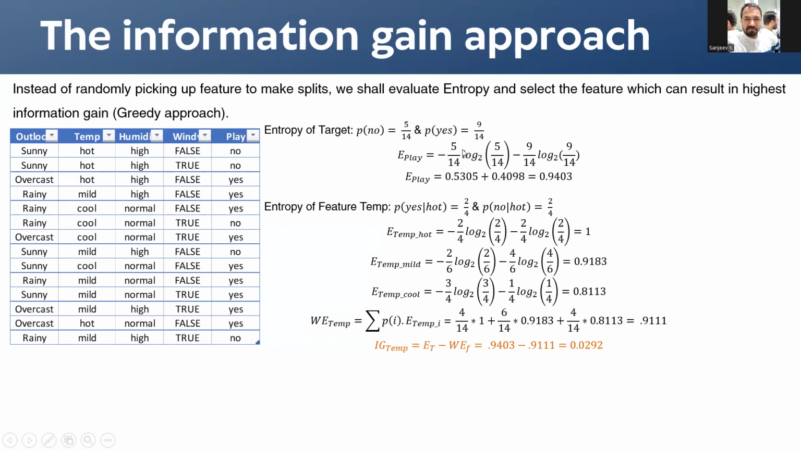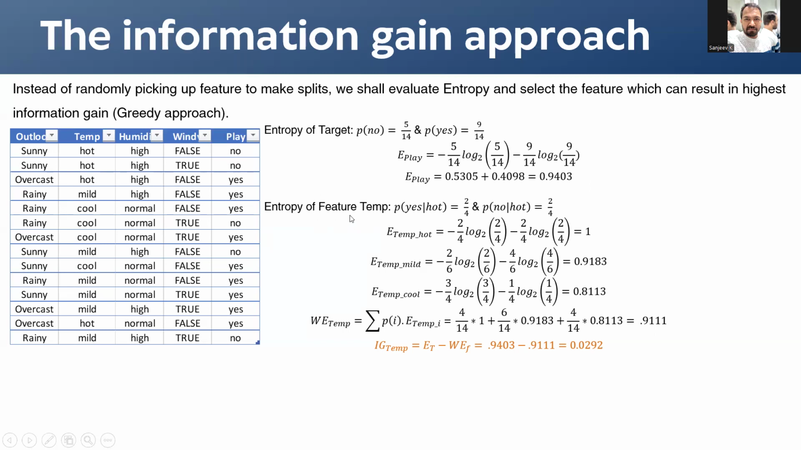I don't want to go in deep. If you want to calculate, you can apply this formula. Maybe you can use a calculator or Excel. You can get these values and you'll arrive at 0.9403. Now, when I want to calculate the entropy of a feature, I want to consider the weighted one, because I want the decision tree to make conclusions based on the target column. I want to split looking at the target column, keeping the target column in mind.